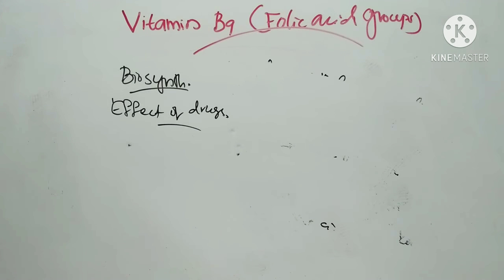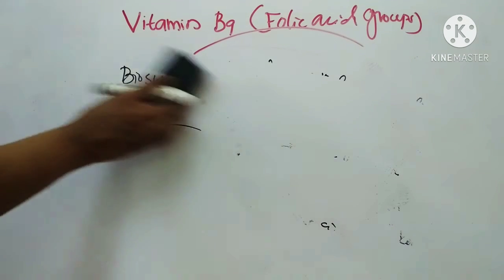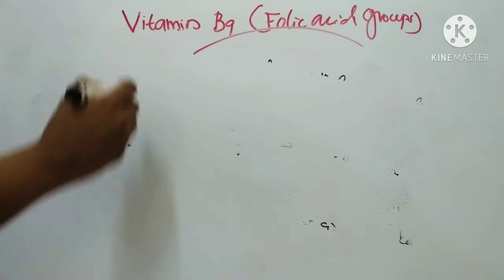Higher animals, including human beings, cannot synthesize folic acid, so it has to be supplied in the diet. In human beings, intestinal bacteria can synthesize the vitamin and are a good source. So in human beings, the sources are dietary intake and synthesis by the intestinal bacterial flora. That is the biosynthesis of vitamin B9. Next one is metabolism.